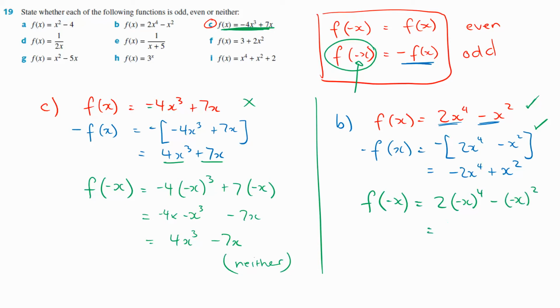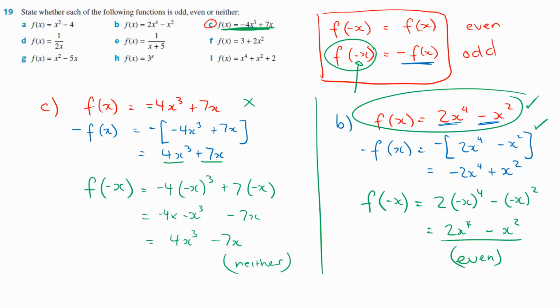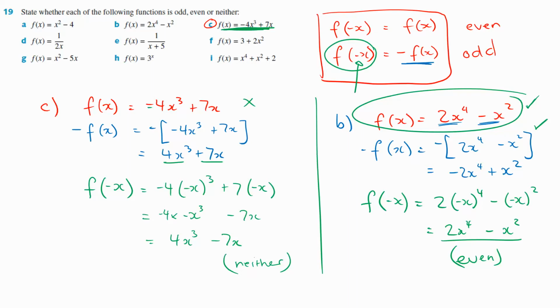So, by mathematical definition, let's check this. This becomes 2x to the power 4. This is minus positive x squared. Now, conveniently, this looks exactly the same as the red. So, therefore, even. That's all you do. 3 steps, yeah? The original, then the odd, so even possible, odd possible, check. That's all you're doing. Okay, question 19 is just for odd and even.